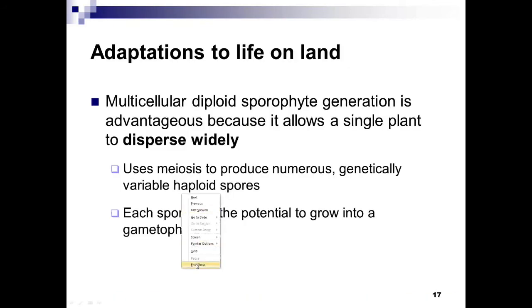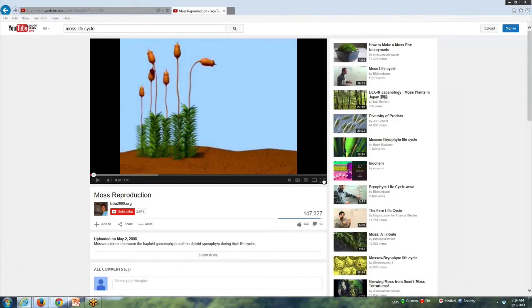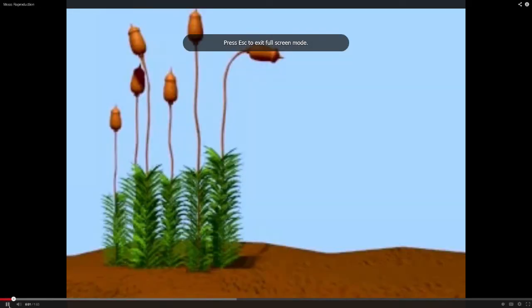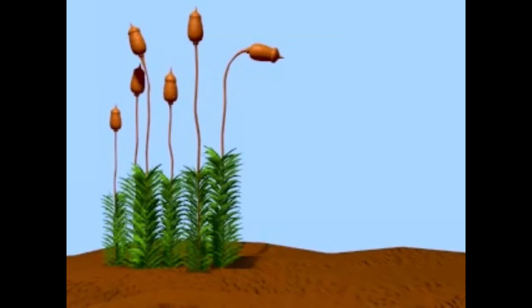Now, before I go much further, let me just quickly show you a video on moss reproduction. This will include the sporic life cycle that we just talked about. Between the haploid gametophyte and the diploid sporophyte during their life cycle.